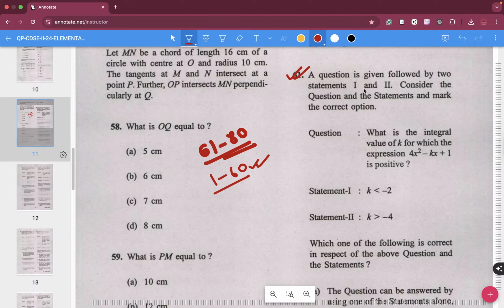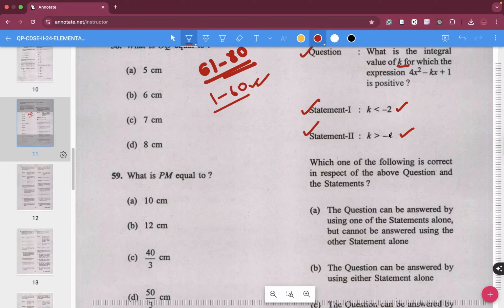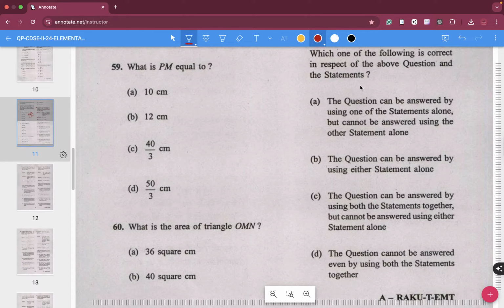A question is given followed by two statements, 1 and 2. Consider the question and the statements and mark the correct option. What is the integral value of k for which the expression 4x square minus kx plus 1 is positive? Statement 1: k is less than minus 2. Statement 2: k is greater than minus 4. Which one of the following is correct in respect of the above question and statements?